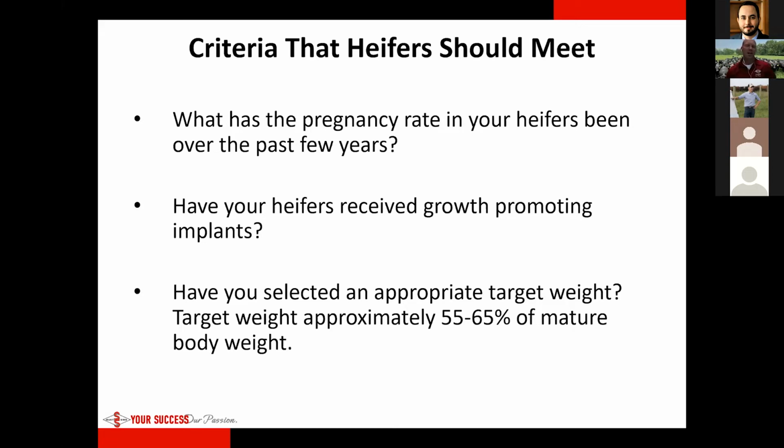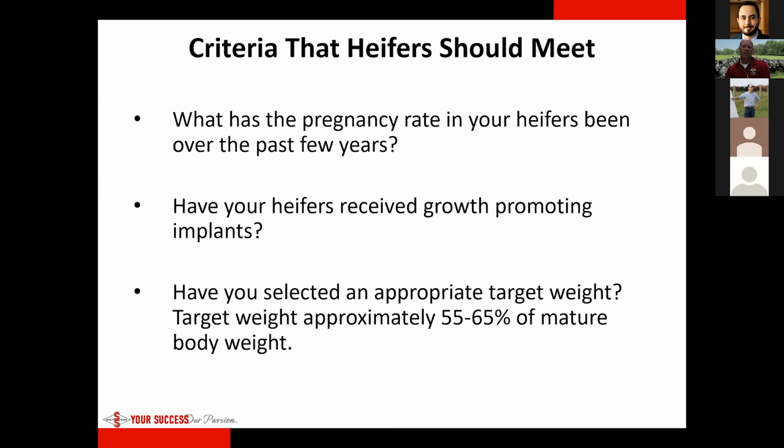Next question I would have is, have your heifers received growth promoting implants? There's data out there that shows that heifers that are implanted at a young age, growth promoting implants can affect the reproductive development of those heifers and the physiological maturity of those heifers' reproductive tract. They may look perfectly fine on the outside, but the reproductive tract may not be fully developed.